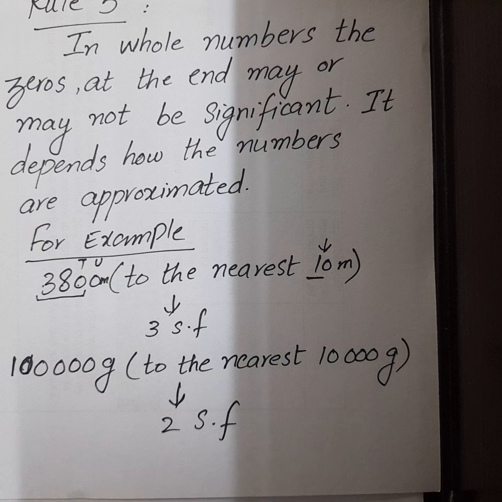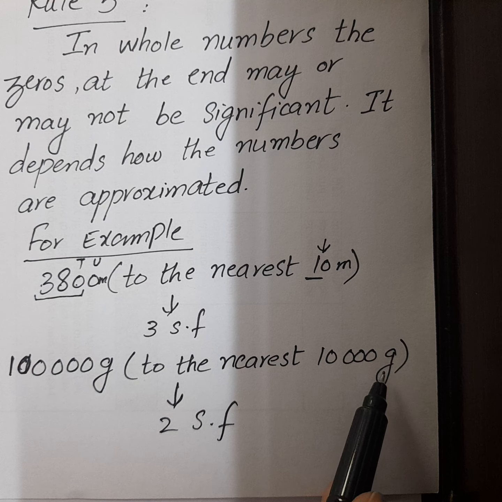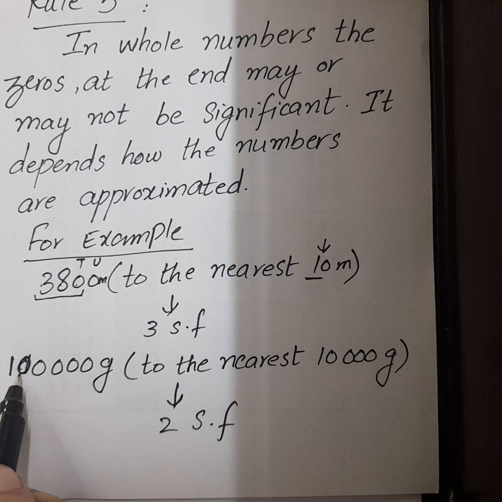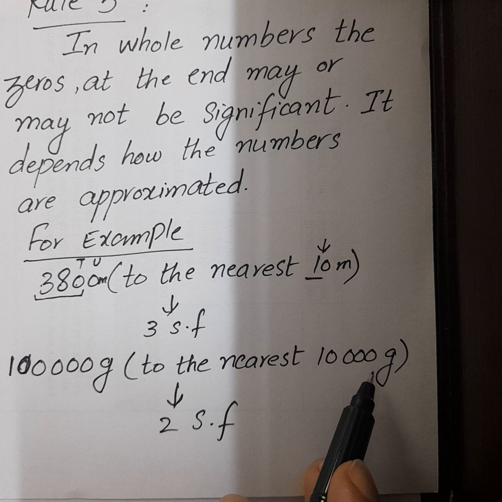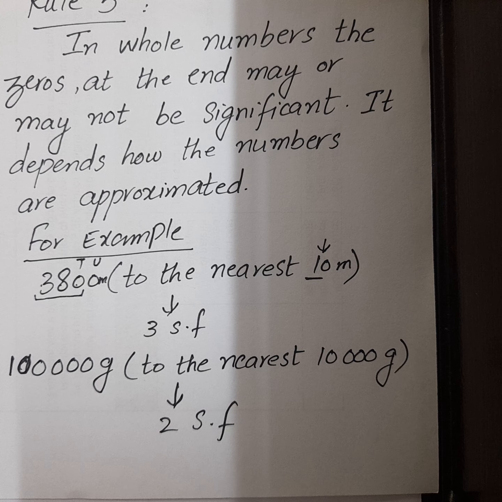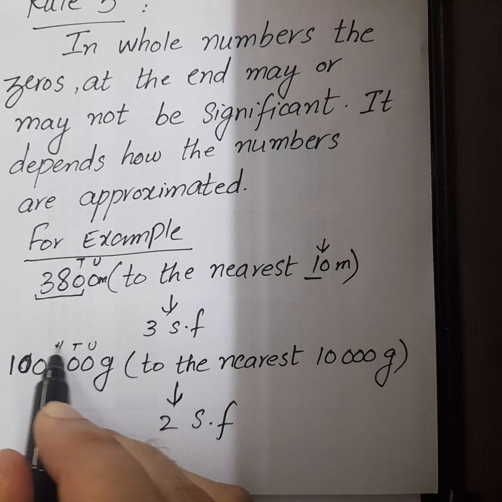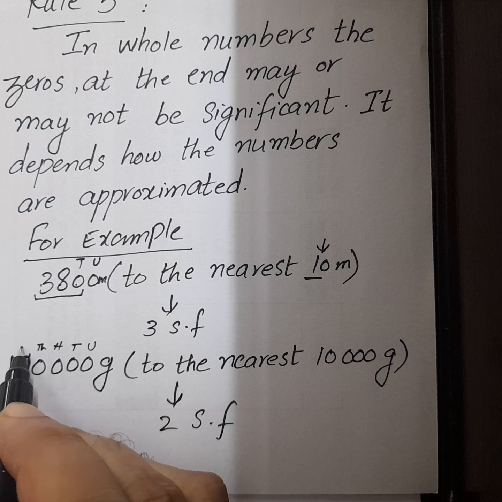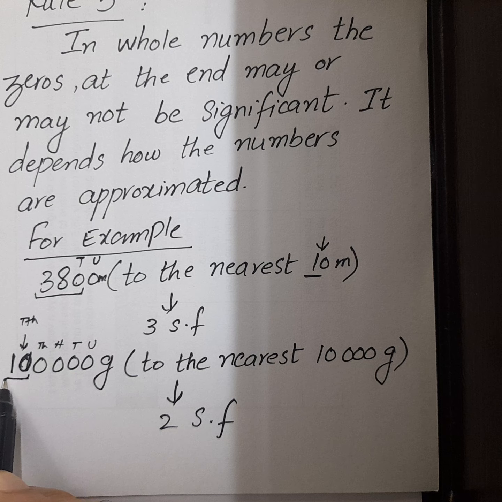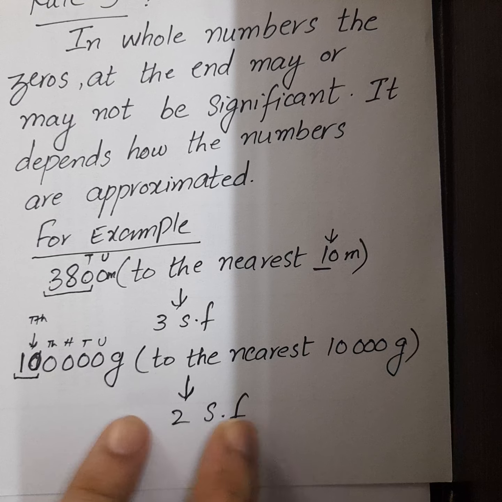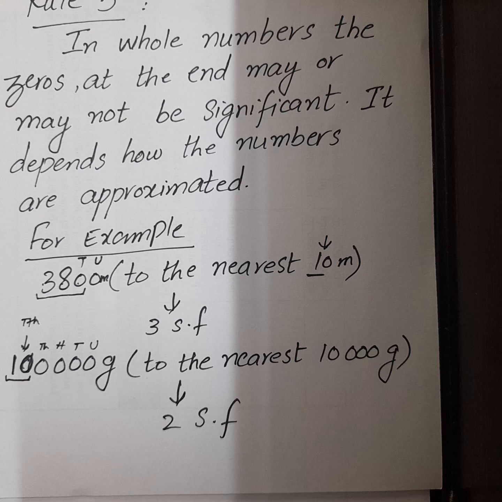Let us see another example. You have to round it off to the nearest 10,000 grams. The question is 100,000 grams, and first of all you have to round it off to the 10,000 grams, and then tell the number of significant figures. So 10,000 means unit, tens, 100, 1000, and this is the 10,000 place. So count the number of significant figures from here. So 1 and 2. So there are two significant figures.